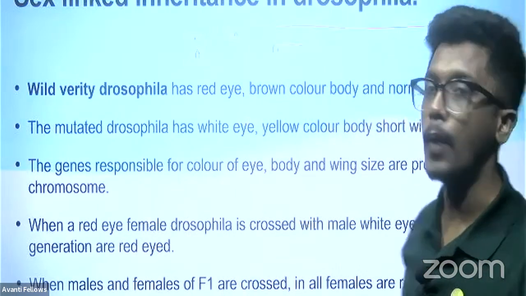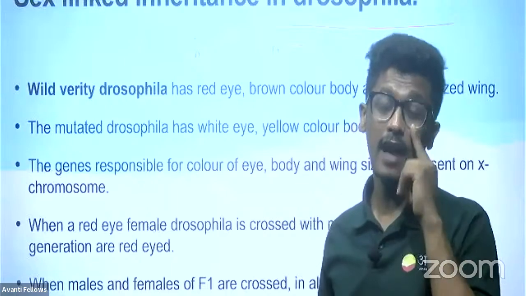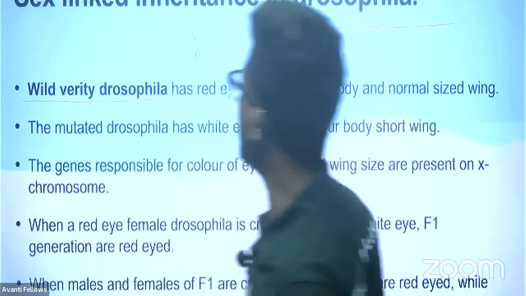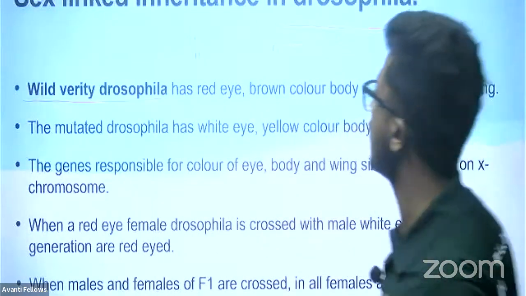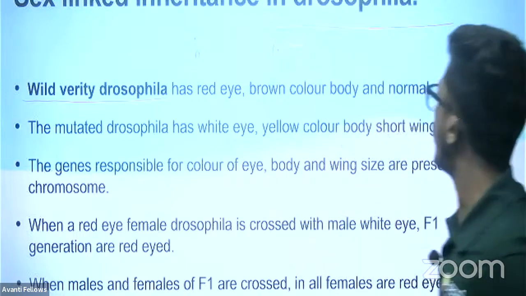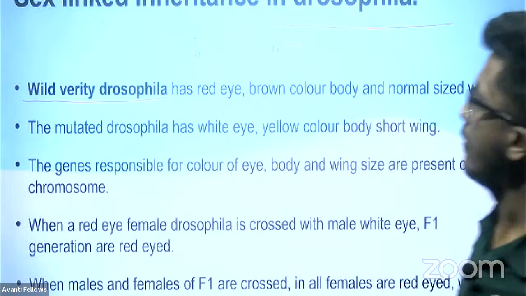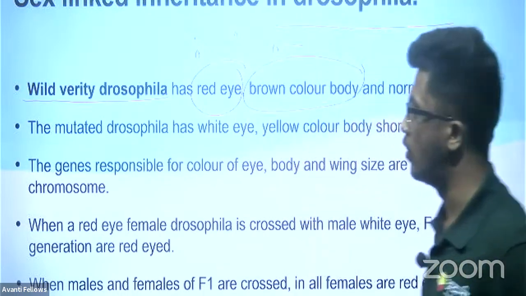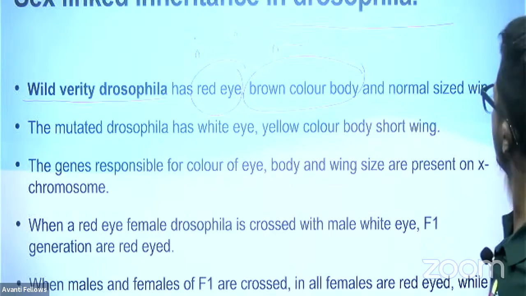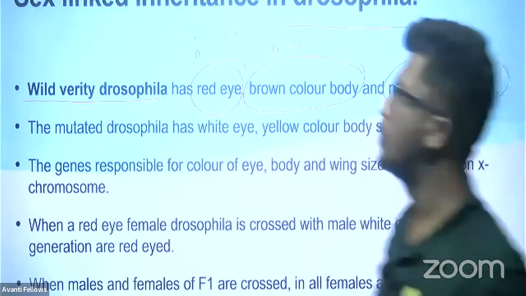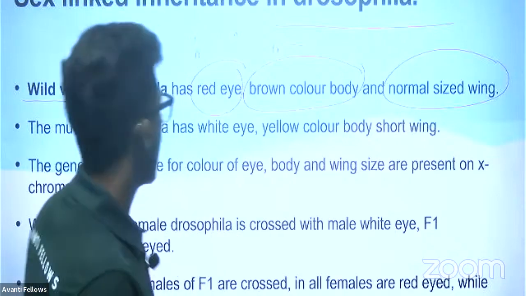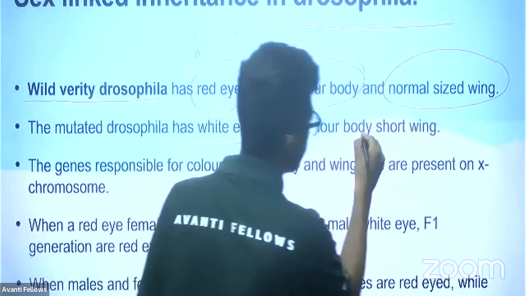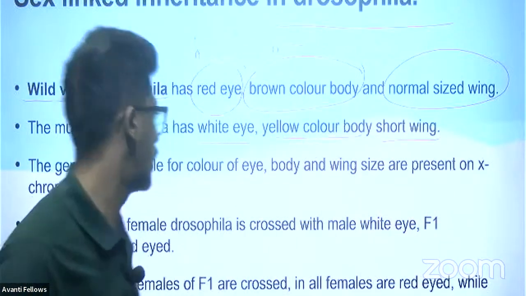Got it, right? So that's why they choose varieties which have two characteristics. One is a wild variety. The wild variety of Drosophila has two characters, one is the eye color, the other is the body color. We have a red eye and a brown body. And the same wild variety also has a normal sized wing. Next, we have a mutated Drosophila. We can mix the characteristics anyway. It has white eyes, a yellow body, and a short wing, or a miniature wing, as we call it.